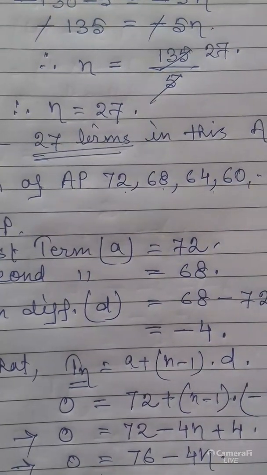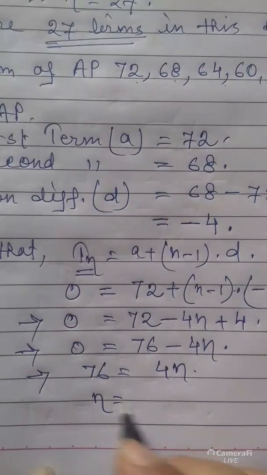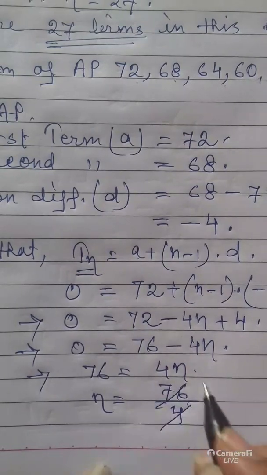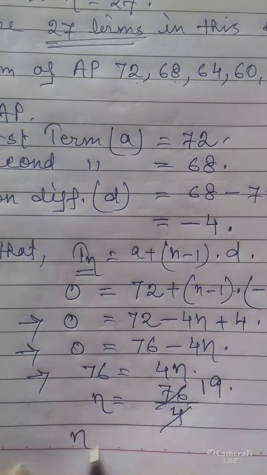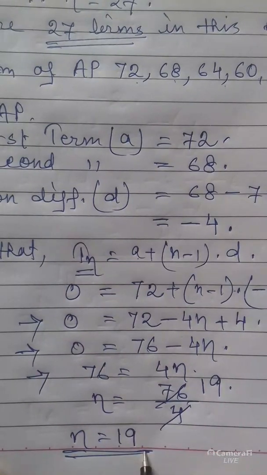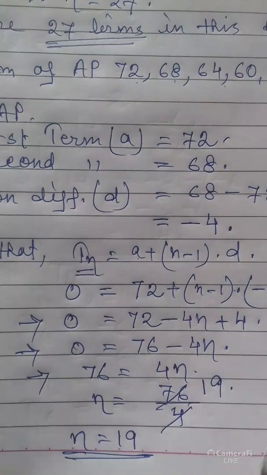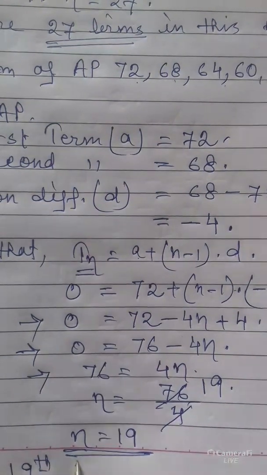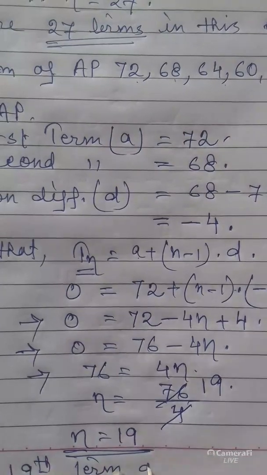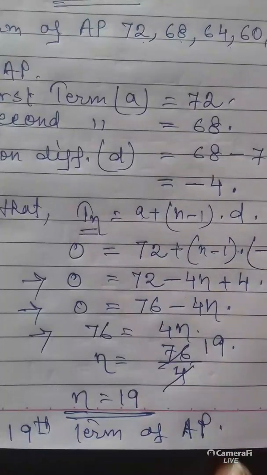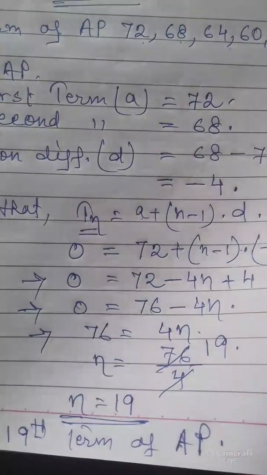Therefore 76 equal to 4n, n equal to 76 by 4, n equal to 19. Number of term equal to 19. Which term of the AP is 0? Answer: 19th term of the AP is 0.